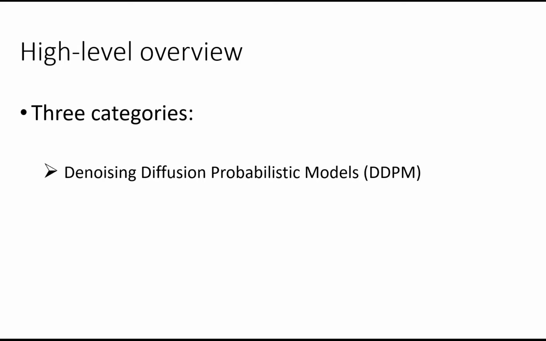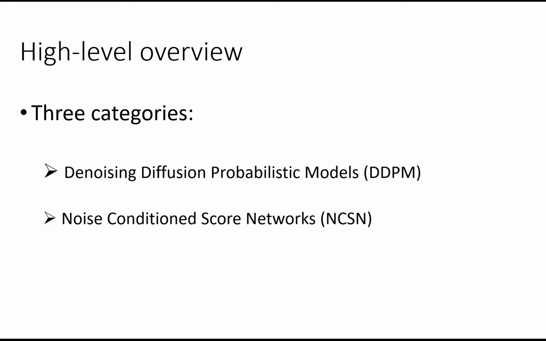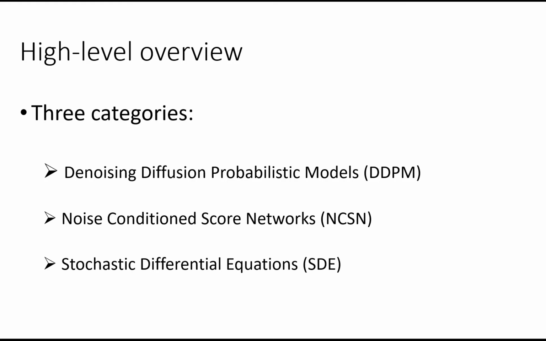Okay, so there are three categories of diffusion models. One is the denoising diffusion probabilistic model, DDPM. The other one is the noise conditional score network. And the third one is stochastic differential equations. And somehow all these are actually related, which is pretty interesting.